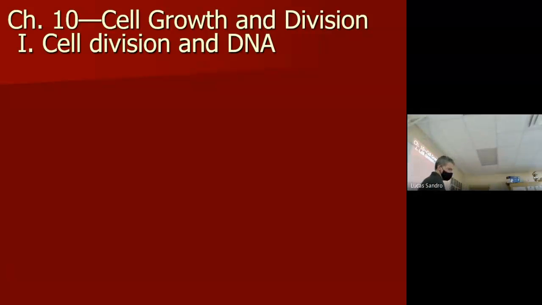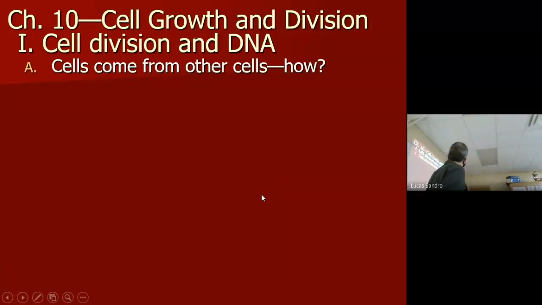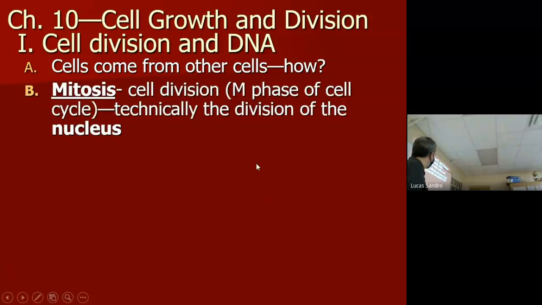Cell growth and division. So first question. We've talked a little bit about DNA this year. Not a lot. We know that cells come from other cells. Depending on which kind of cell you are, this can look a little different. But in the complicated cells that you are mostly familiar with, it's mitosis.